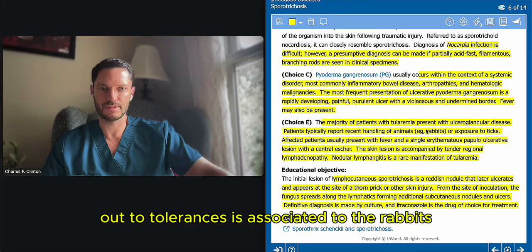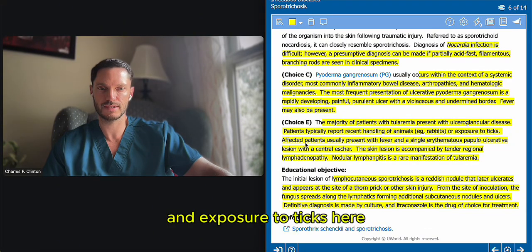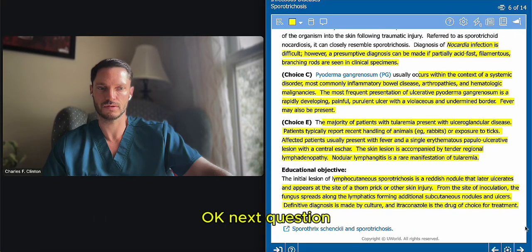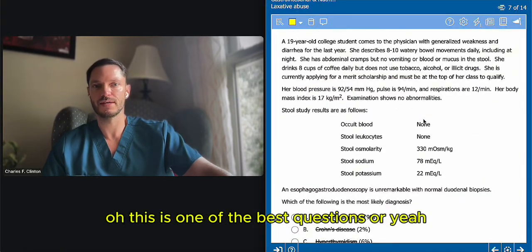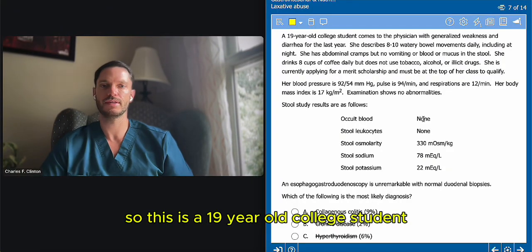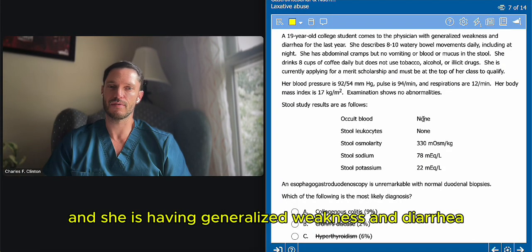Well, Francisella tularensis is associated with rabbits and exposure to ticks. Here you have fever and a single erythematous papulo-ulcerative lesion with a central eschar. Okay. Next question. Oh, this is one of the best questions. Or yeah, I learned the most from this one. So this is a 19-year-old college student. She is having generalized weakness and diarrhea for the past year.